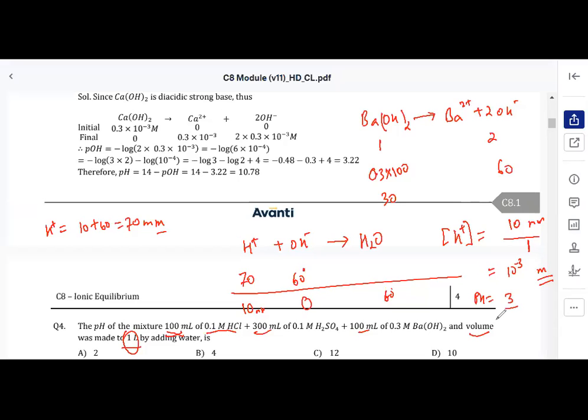Wait, did I make some mistake? Okay, sorry, it is 10 now. Sorry, it is 10 to the minus 2. My bad. It is 10 to the minus 2, because it is 10 now, 10 into 10 to the minus 3, 10 to the minus 2. So pH is 2. Okay?